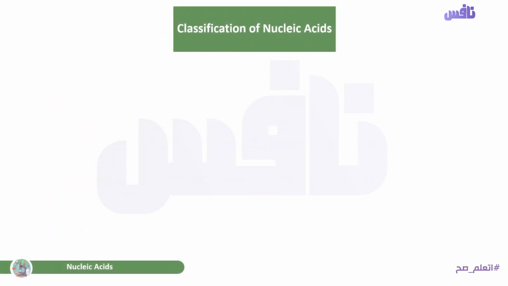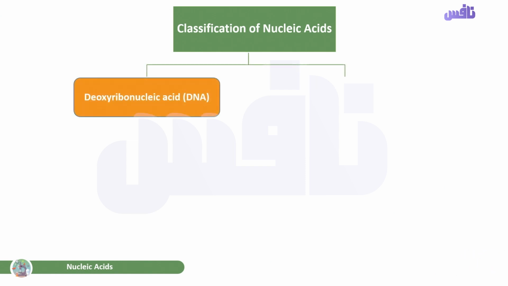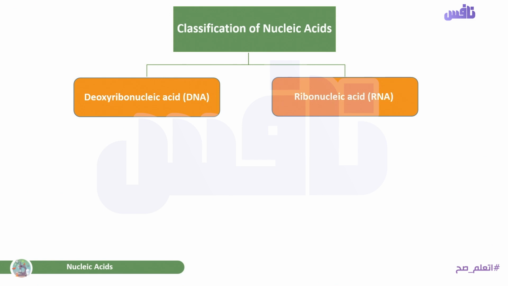So what is the classification of nucleic acid again? We know that we have two types of nucleic acids. The first type is deoxyribonucleic acid, DNA, and we know why we call it deoxyribonucleic acid. The second one is ribonucleic acid, RNA.